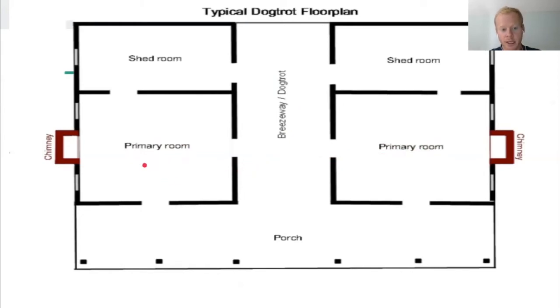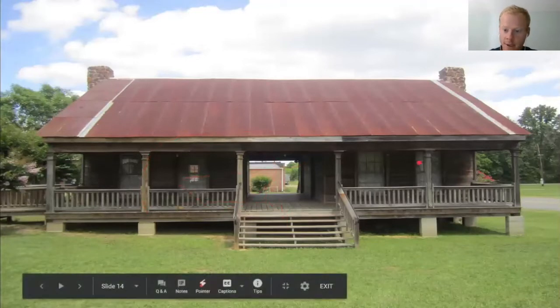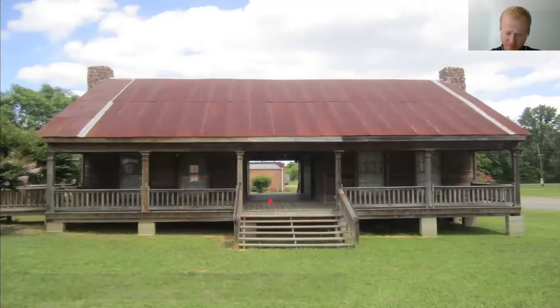Oftentimes, the kitchen was on one side and the living quarters was on the other side, because you don't want the kitchen with the hot stove and all that stuff in the same place as the bedrooms and everything. And I'm going to show you in a second what that looks like. So this is kind of a sample of what the Dogtrot house looks like. There's a breezeway. Here are the two sections separated by this open area that was designed to promote wind flowing through.